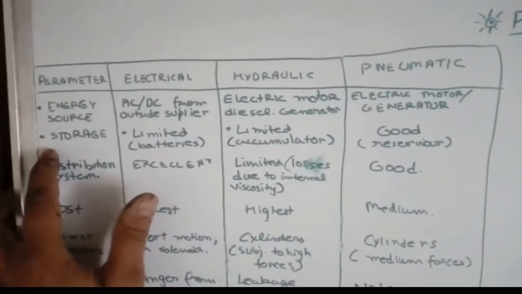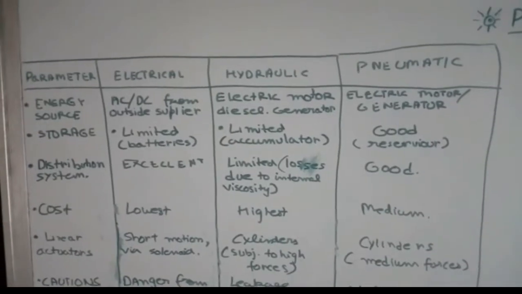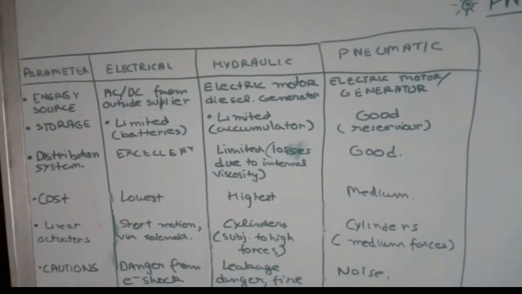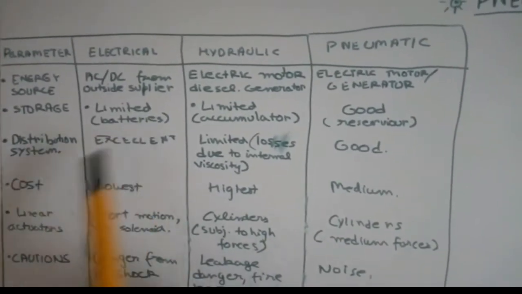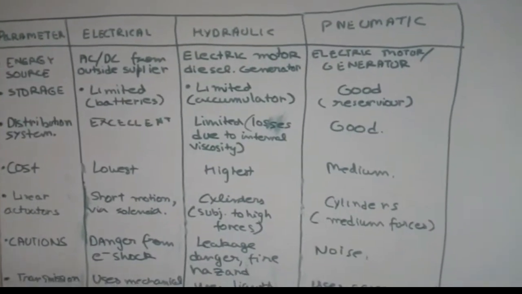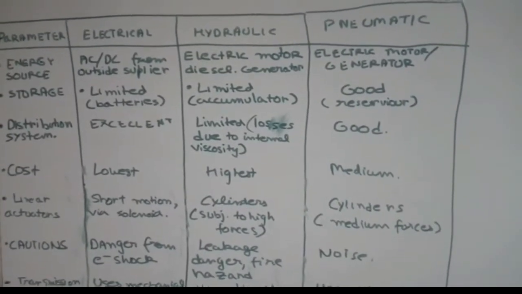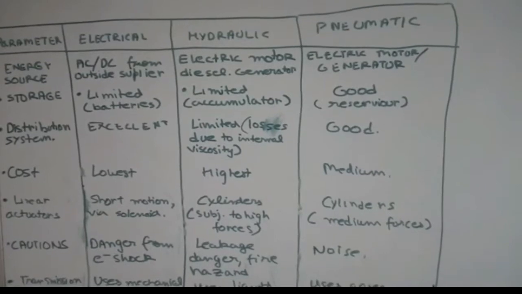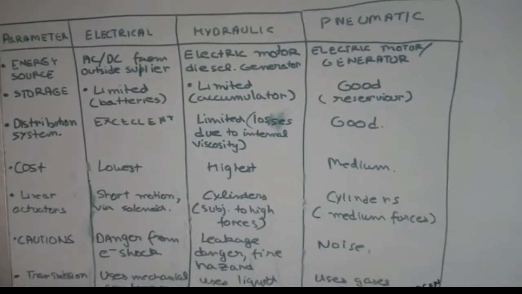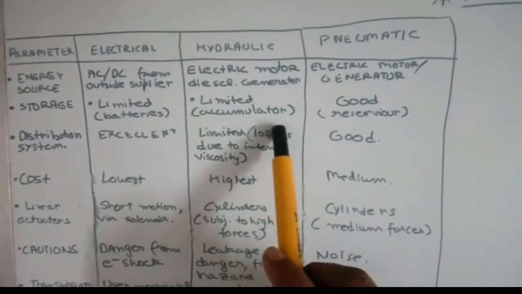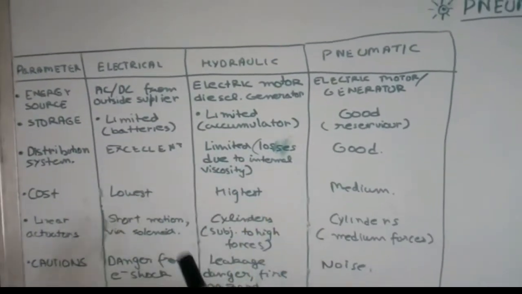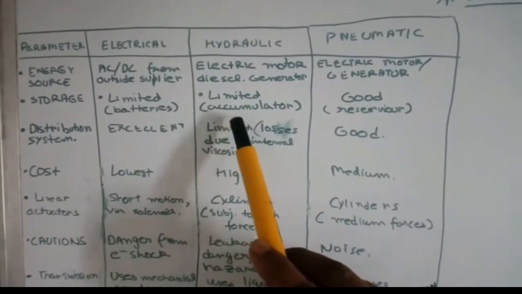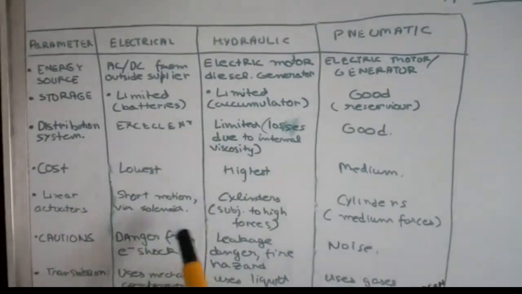Then storage we have. Storage means the place where we can store the electricity, or where we can store the fluids. Obviously we know that it is batteries where we store electricity. Limited, because batteries are bulky, consume space, and are heavy. In hydraulics also limited because it's difficult to store fluid. In hydraulics we have a tank from where we get the fluid, but the storage capacity is in accumulators, where we store within the system. The tank is basically outside of the system.